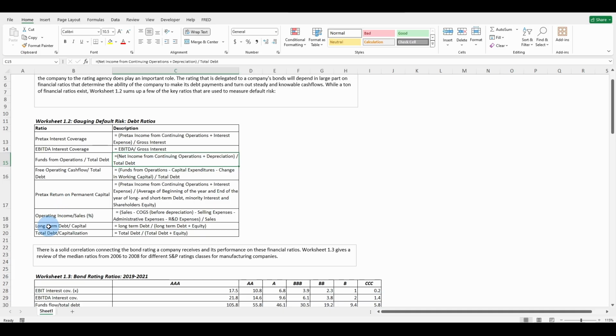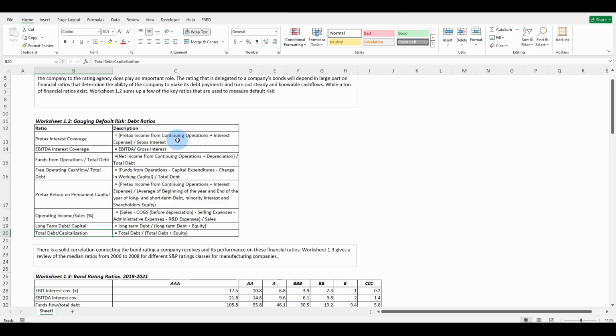Long-term debt divided by capital. Total market capital or book capital? I think we look at book value here, and then total debt over all debt. So what are we looking at here? Pre-tax income from continuing operations plus interest expense divided by gross interest.